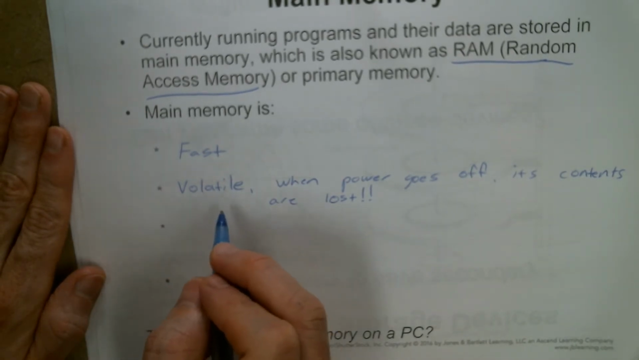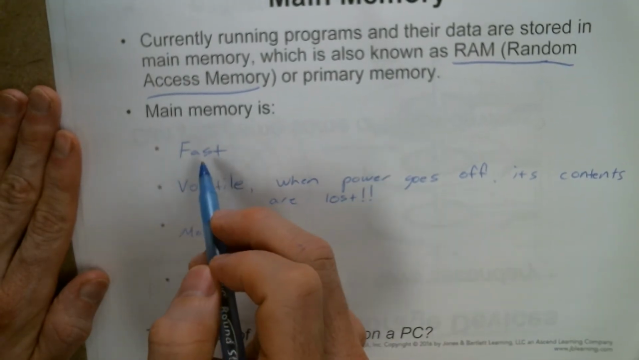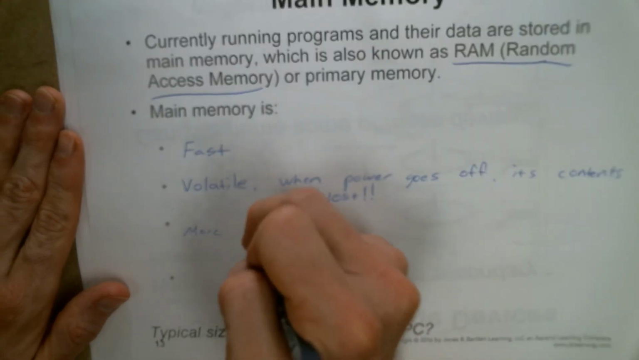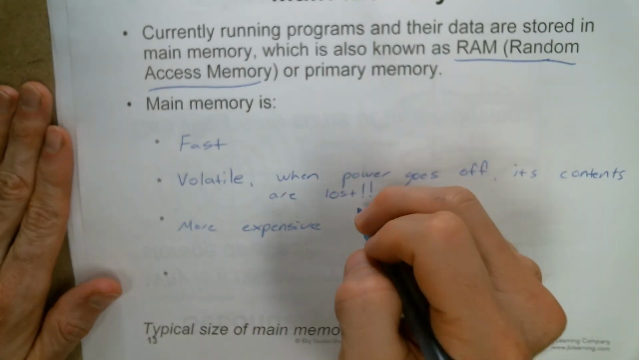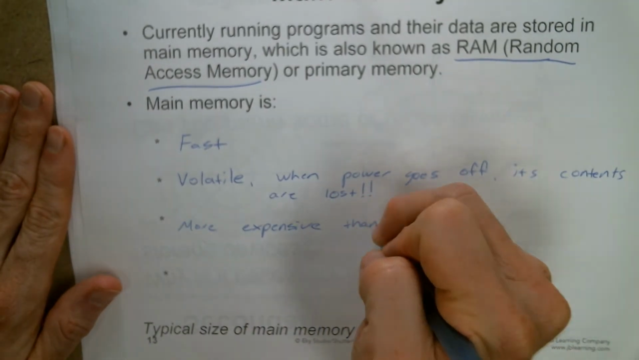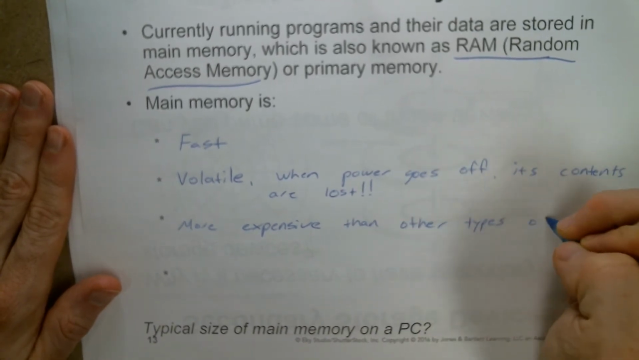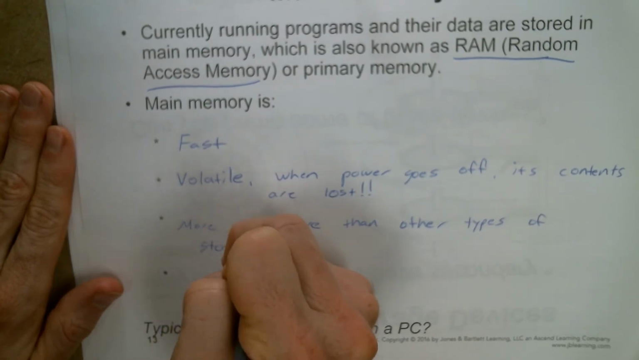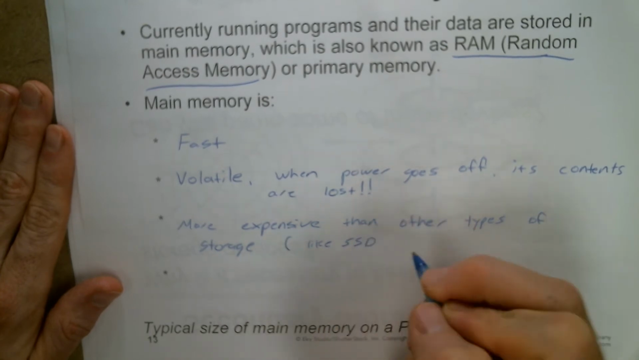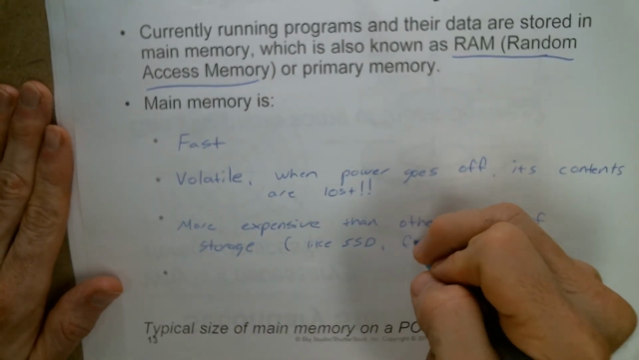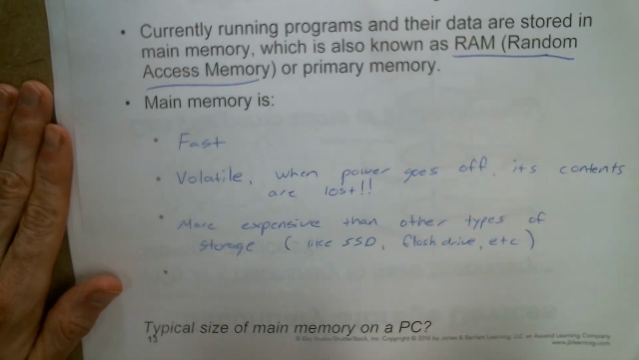Now, it's volatile, so that's one thing you have to be aware of. The other thing is it tends to be more expensive. So there's a cost for this extra speed that we're getting. The fact that it's more expensive limits how much we're generally going to use, compared to other types of storage, and that could include things like SSD, which is a solid state drive, a flash drive, and so on and so forth.